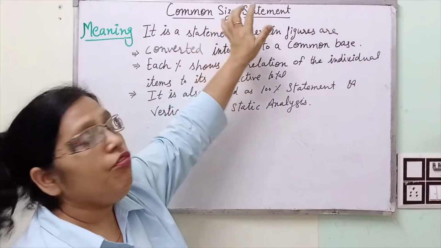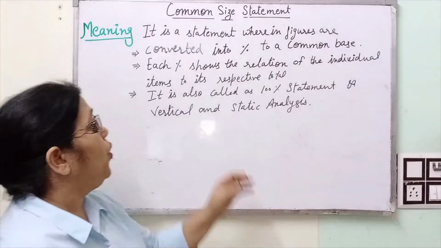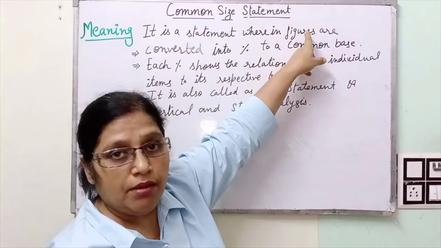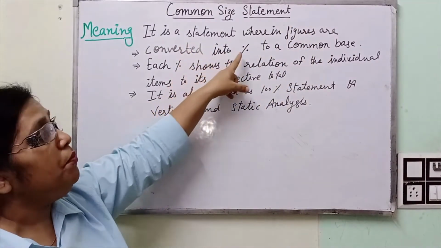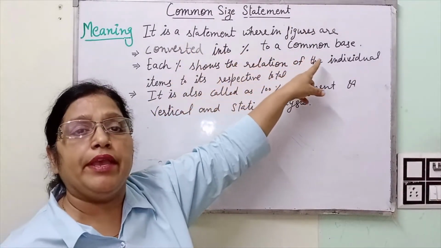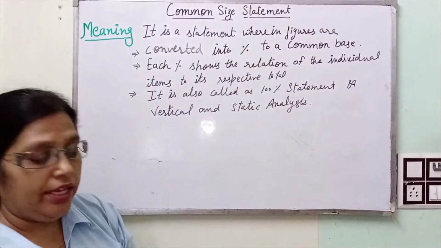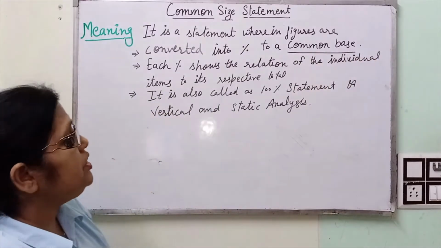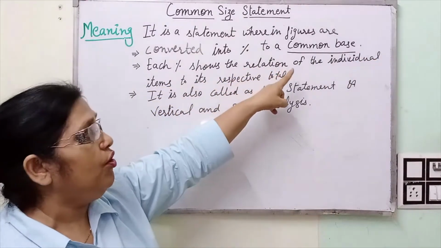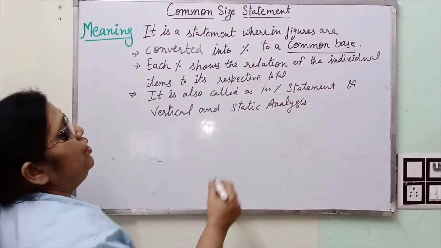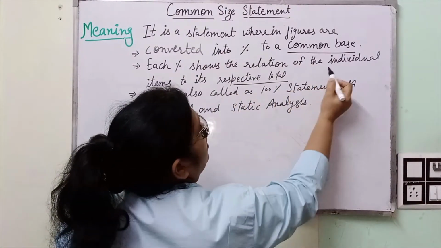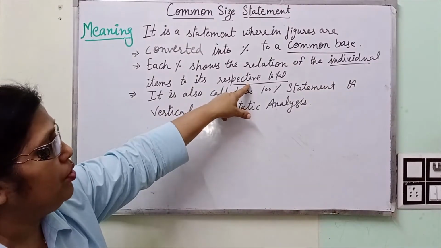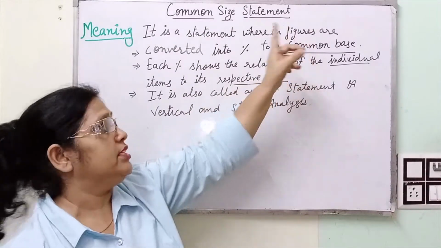Now, what is the meaning of common size statement? Common size statement is a statement wherein figures, meaning amounts, are converted into percentages to a common base. We have to take some amount as a common base, and each percentage shows the relation of the individual item to its respective total. Individual items we have to compare with the respective total, which is the common base.